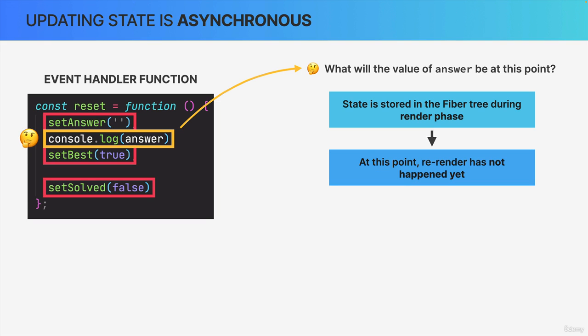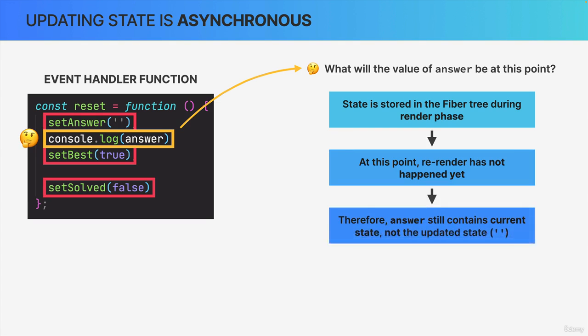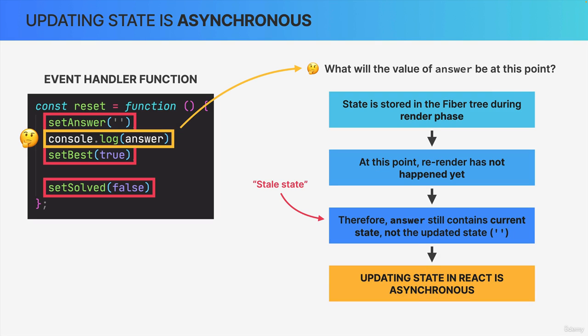That's the whole point of batching state updates in the first place, right? So what this means is that at this point of the code, the answer variable will still hold the current state, so the state before the update, even though we already told React to update it. So at this point, we say that our state is stale, meaning that the state is no longer fresh and updated. Because, in fact, a state update will only be reflected in the state variable after the re-render. And so, for this reason, we say that updating state in React is asynchronous.